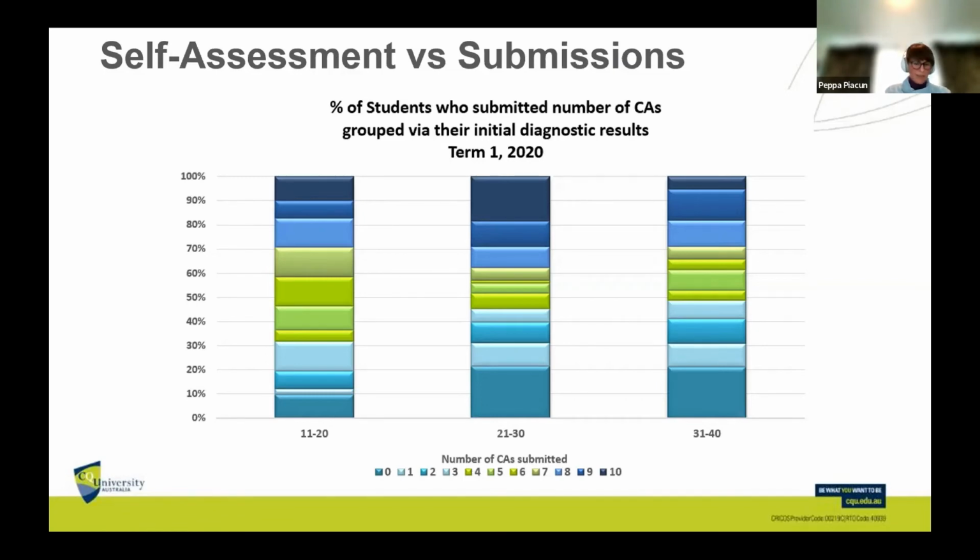So what does all this mean? Well, it means that it's clear to us that further investigation is needed in order to make a conclusive statement about whether students' initial diagnostic results affect their commitment to submit CAs throughout the term. All we can say at this stage is that they're not a predictor. So a more controlled comparison of like terms for future analysis is also suggested. So for example, term 3s of subsequent years where all of the students are studying online.